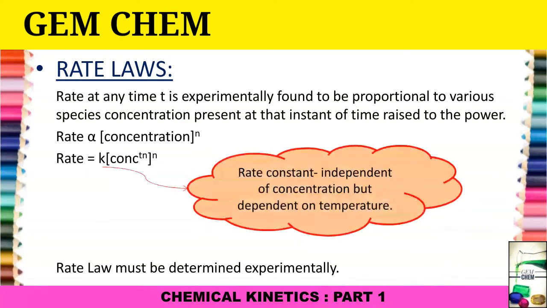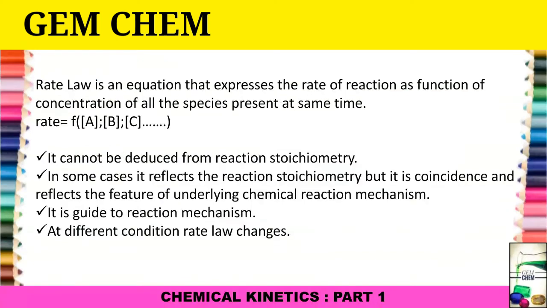So the rate constant, if you see here, we need a rate constant. It is independent of concentration but dependent on temperature, and this is very important. Now see, rate law is an equation that expresses the rate of reaction as a function of concentration of all species present at the same time. So in a reaction, the species present at the same time are taken during an experiment.